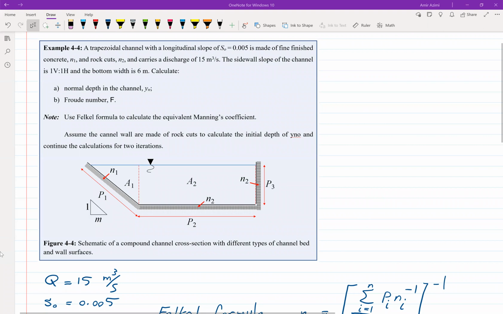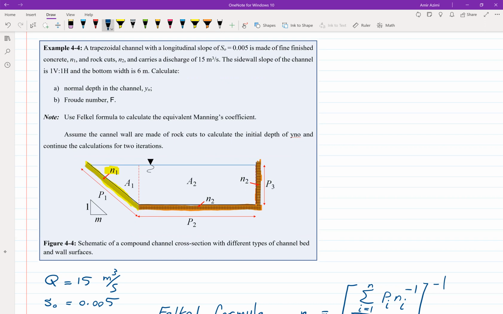Okay, example 4-4 is about a trapezoidal channel with a longitudinal slope of S0 equal to 0.005, and it's made of fine finished concrete. So at the side wall, it's concrete lined. So this length is covered with concrete. And then we have the rock cuts. So this wall here, and the channel bed is rock cut. So they have different roughness.